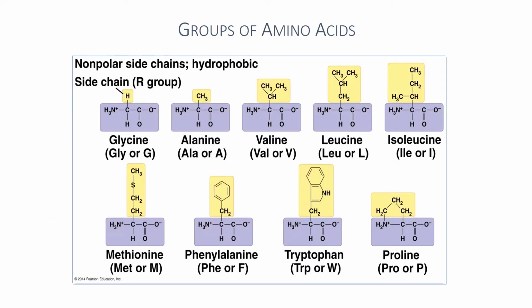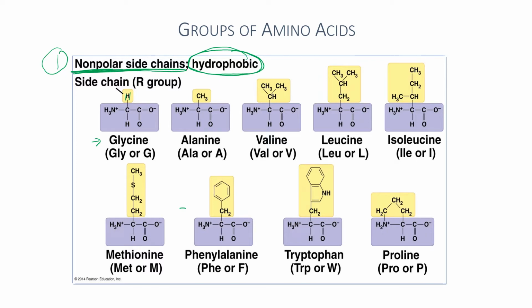So let's look at the 4 different groups of amino acids. The first group is non-polar amino acids, where the side chain is non-polar. The property of these amino acids is hydrophobic, because the side chain contains hydrocarbons. For example, here we have glycine. Glycine is the easiest one, where the R group is a hydrogen atom bonded to the alpha carbon.